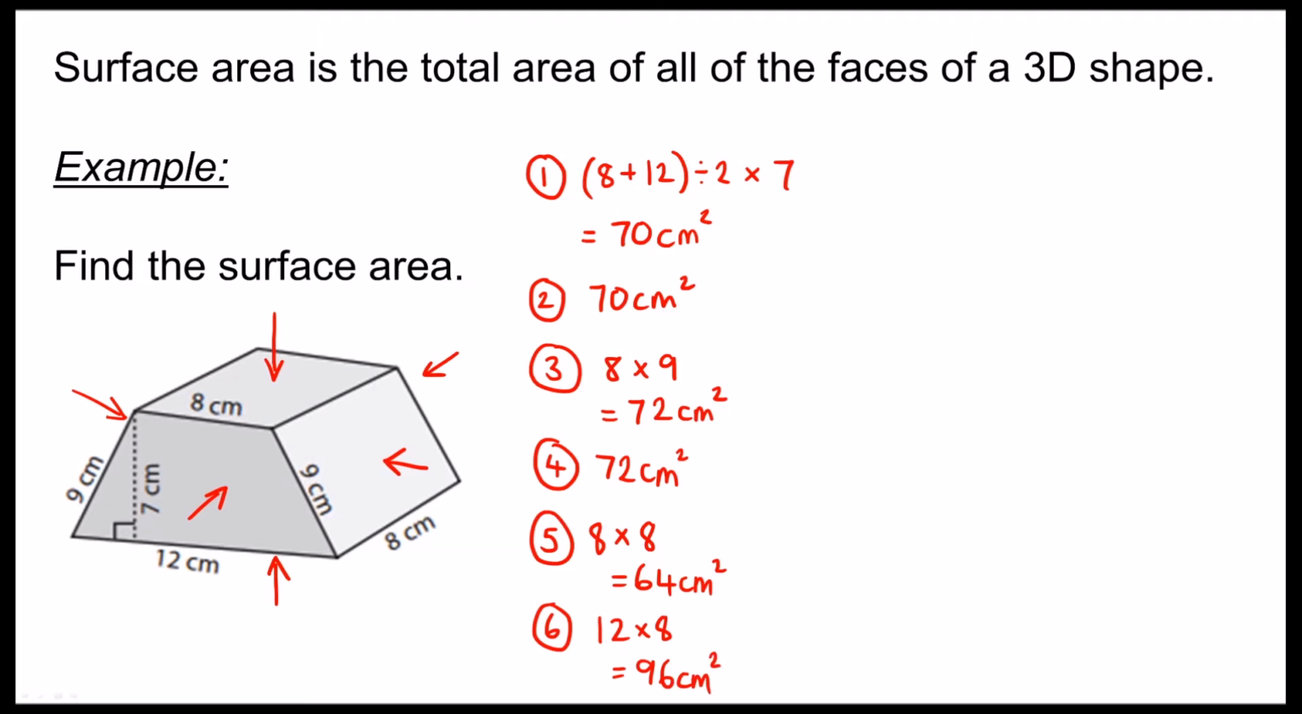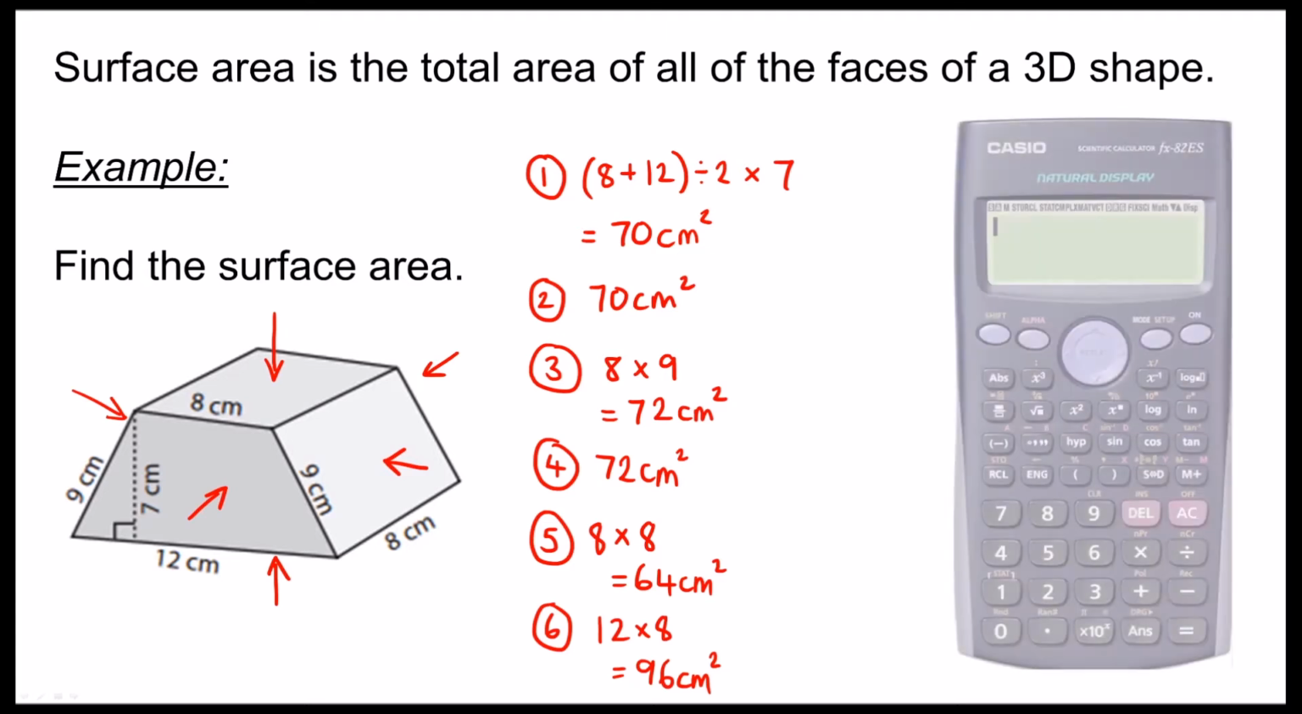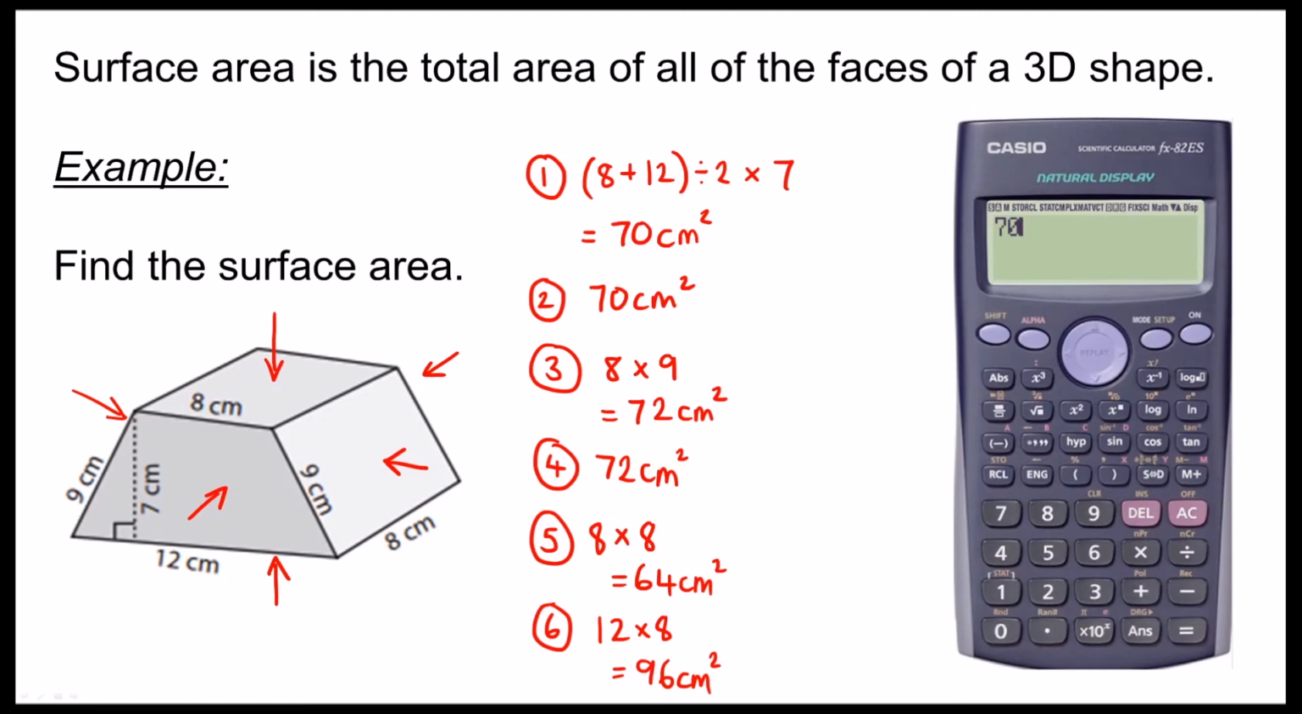The last thing that I need to do is work out the total surface area, so that's adding all of the areas for each individual face together. I can use my calculator to help me do this. So I have 70 plus another 70 plus 72 plus another 72 plus 64 plus 96, which gives me a total area of 444.